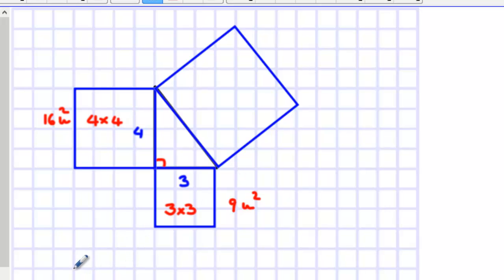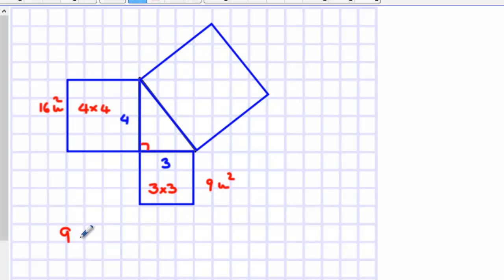If I take the 9 unit square and add it to the 16 unit square, it will give me 25 unit square. Without calculating this one, it's going to give me 25 unit square. This is the Pythagorean theorem. Because I have a right triangle, we are saying that the area of the square on the hypotenuse equals the sum of the areas on leg 1 and leg 2.